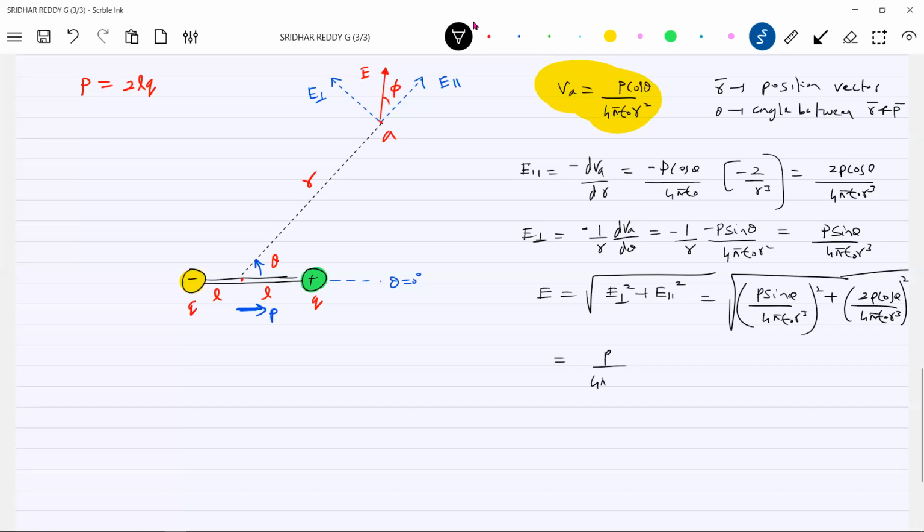P by 4 pi epsilon naught r cube you can take outside everything. This will end up with sin square theta plus 4 cos square theta. Can I simplify further? P by 4 pi epsilon naught r cube, under root, this will be 1 plus 3 cos square theta. This is the expression for the electric field strength at point A.